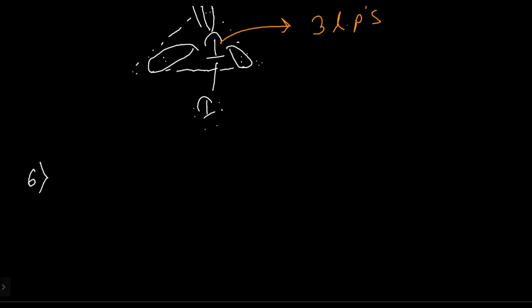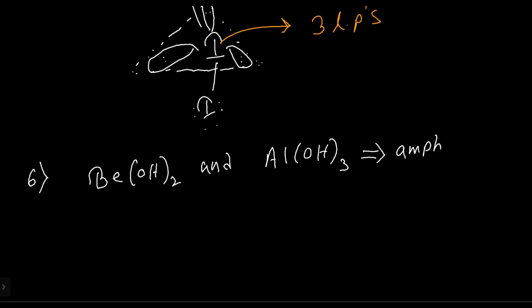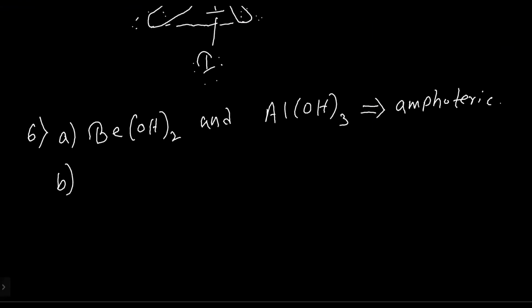Next, coming on to the next question, which of these have different nature? Now, first of all, option A is beryllium hydroxide and aluminium hydroxide. You should know that both of them are amphoteric in nature. Okay, acidic as well as basic, amphoteric properties.